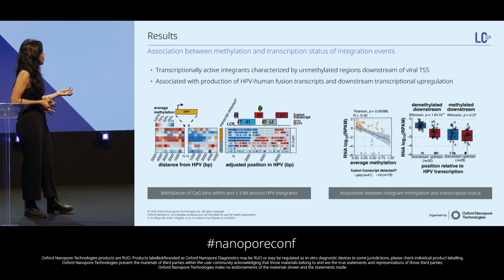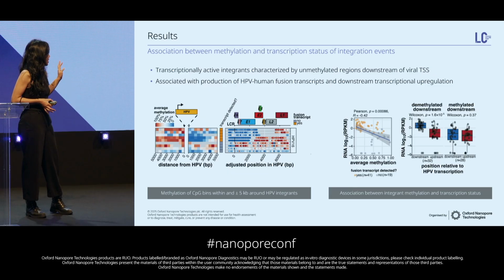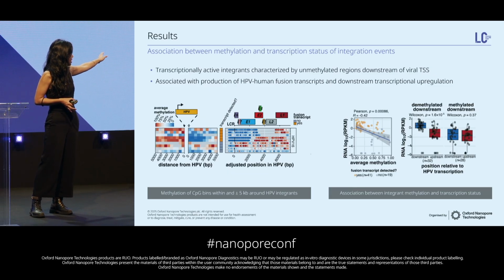As you all know, Nanopore is also able to detect base modifications, so we also looked at the methylation status of integration events. And I'd like to draw your attention to the bottom right-hand side here. So each row here represents one integration event, and the human genome is shown on the left, and the viral genome is shown on the right.